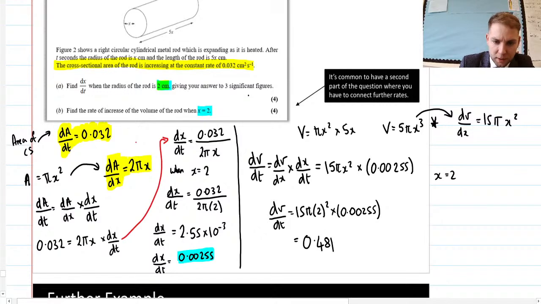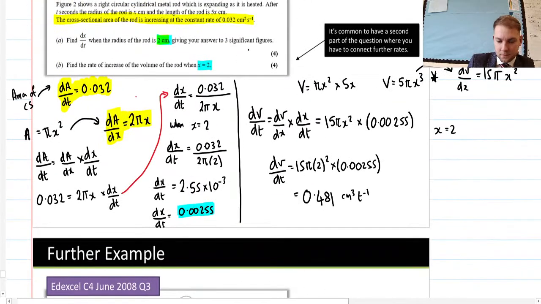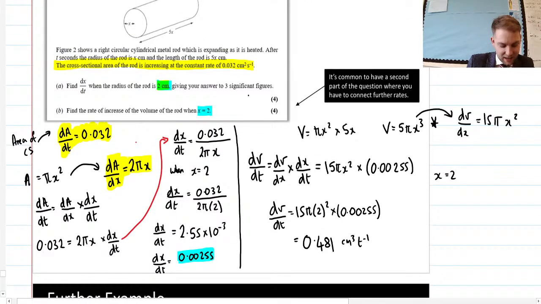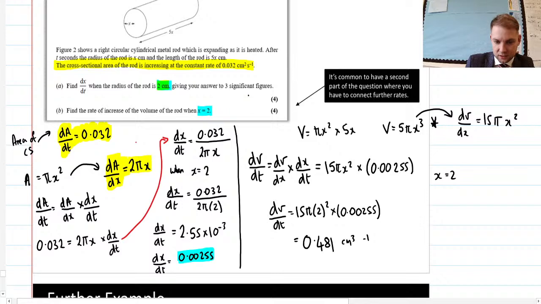0.481. What would my units be on that? Centimeters cubed per... centimeters cubed times by 10 to the minus 1. Don't need to put your units on that. Just check that. Annoying, they've only done it to 2 significant figures, but we are right. Ooh, I've put per time. Sorry, it should be s to the minus 1. Seconds, obviously. Not time. Time isn't a unit. Well, there we go. I'll give you a second to get that down.